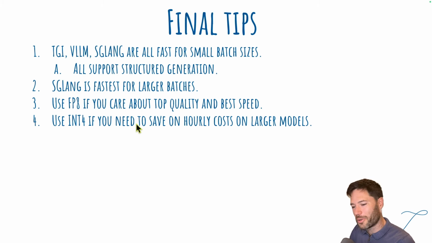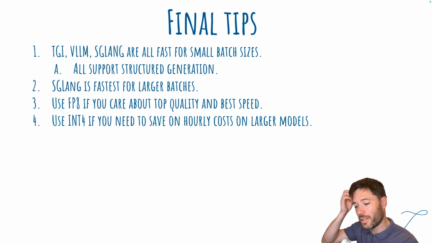And that's now time for final tips. Of all of the inference software I've looked at, I think TGI, vLLM, SGLang, and Nvidia NIM are all fast for small batch sizes. But as you get to larger batch sizes and a heavier load, you do see differences, and SGLang seems to perform better, as does Nvidia NIM. All of these, I should note, do support structured generation, so you can use any of those rather interchangeably. SGLang probably is the leader, though, in terms of speed, ultimately, whether on small or larger batch sizes.